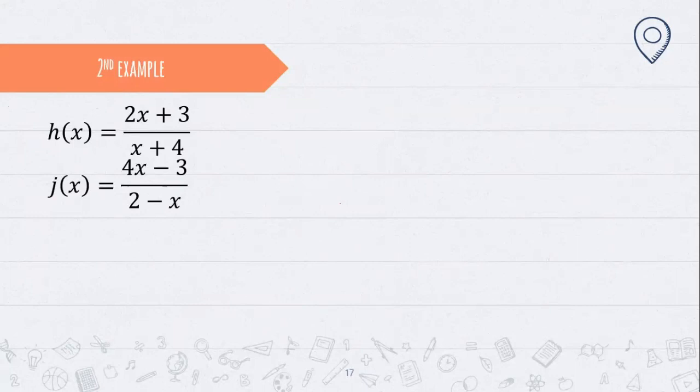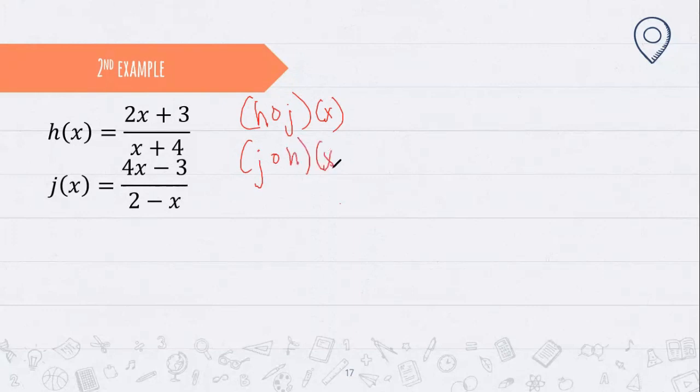Ayan. So ito, medyo malala. Okay, so we have h of x is equal to (2x plus 3) over (x plus 4) and j of x is equal to (4x minus 3) over (2 minus x). Ang gulo, basta yun. Pili lang kayo kung anong gagawin ninyo. Pwede nyo unahin si h of j of x or pwedeng j of h of x. Pili lang kayo kung saan sa dalawa. Pareho lang din naman actually yung magiging answer.